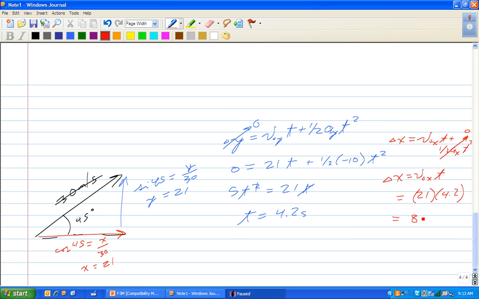Is that right? Right? It's in the air 4.2 seconds and travels about 88 meters. Very good. And that would be the maximum that it would travel.